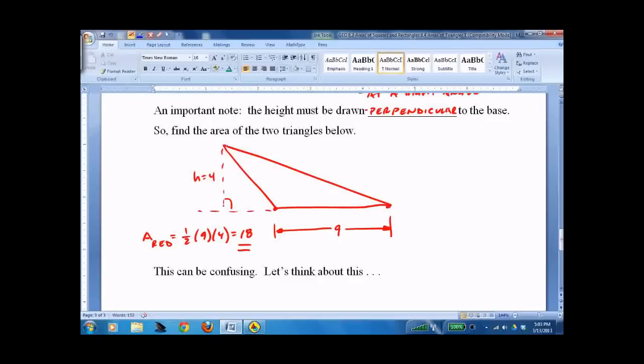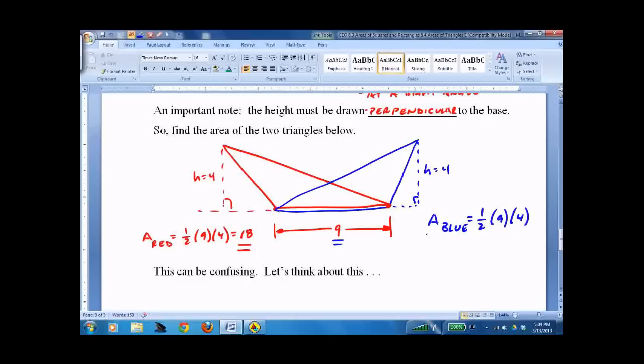Simple. Although this can be confusing to people, it's drawn perpendicular from the base down here on the bottom. Shouldn't be that big a deal. But what if we have another triangle? And I didn't draw it on top of the red, even though it comes from the same point. It also has a height of 4, same base. What's the area? It's the same. How can two totally different looking triangles have the same area? They can. They have the same base, same height, so they have the same area.